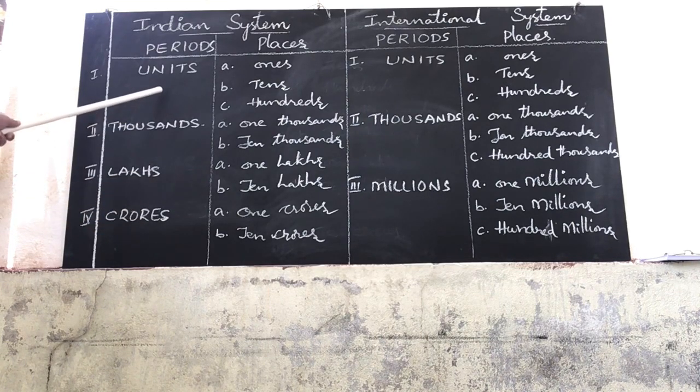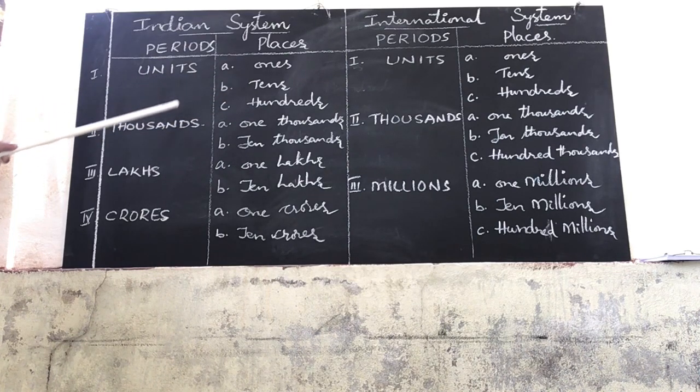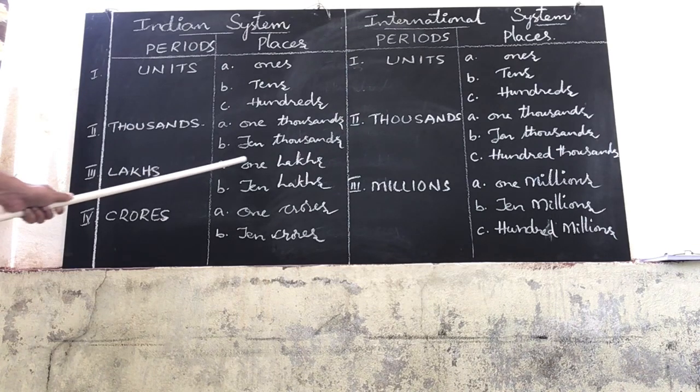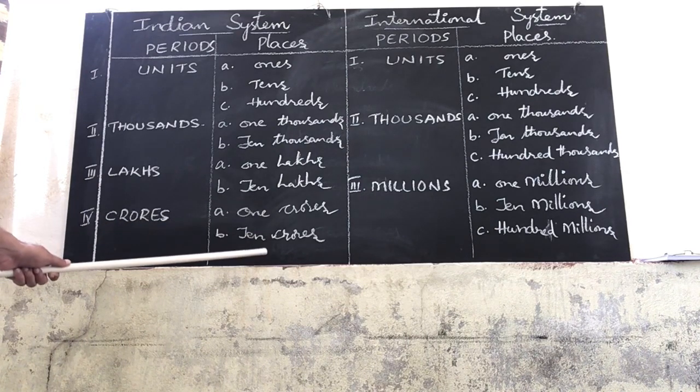In the Indian system of numeration, the units period contains three places. The next greater than the units period is the thousands period. The thousands period has two places. The next greater than the thousands period is the lakhs period. The lakhs period has two places. And the next greater than the lakhs period is the crores period. The crores period contains two places.